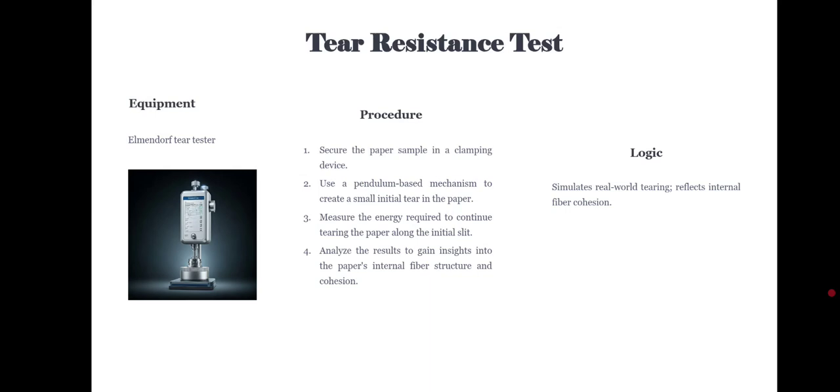Now we will explore how resistant paper is to tearing. Performed with an Elmendorf tear tester, a pendulum creates an initial tear. The energy required to extend the tear is measured. This simulates handling stresses and evaluates fiber cohesion. It simulates shear and tearing, and reflects internal fiber cohesion.